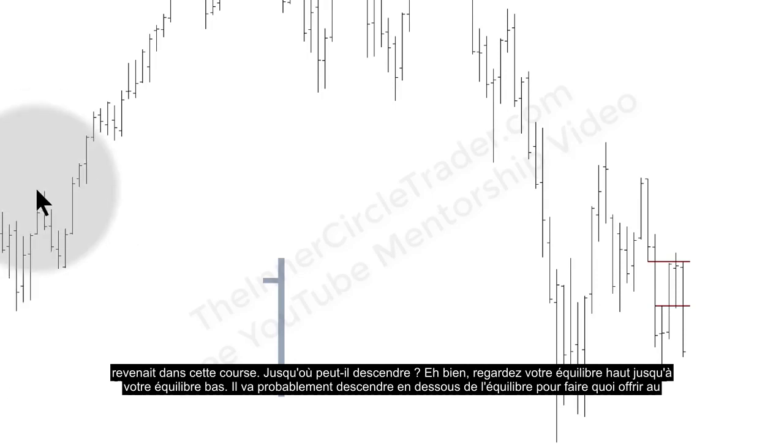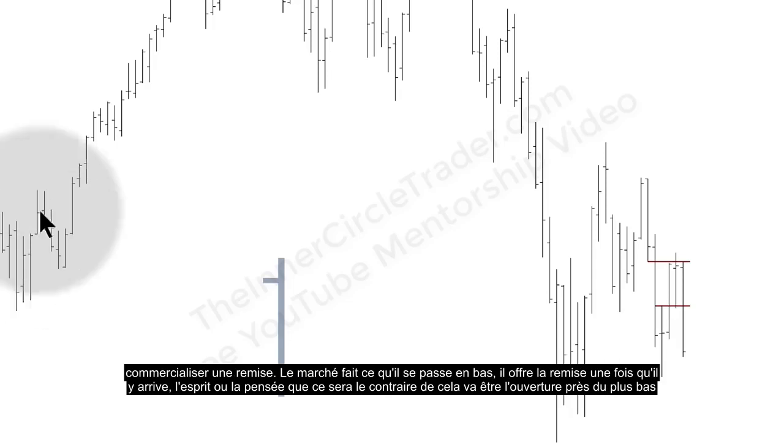How far can it go down? Well, look at your high down to your low. Equilibrium, it's probably going to go below equilibrium. To do what? To offer the market a discount. The market does what? It goes down below it, provides a discount.